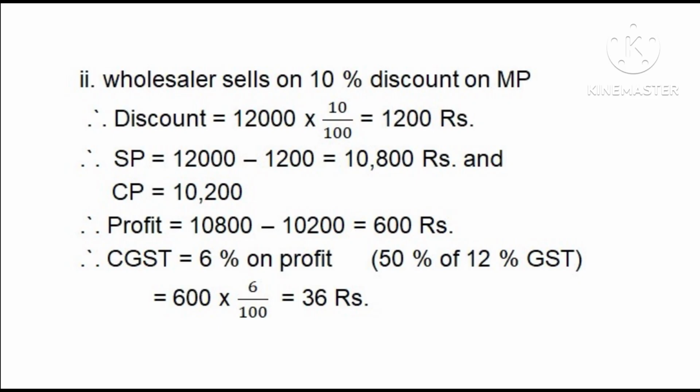Therefore, CGST is 50% of 12%. Therefore, CGST equals 6% on profit, equals 600 multiplied by 6 divided by 100 equals 36 rupees.